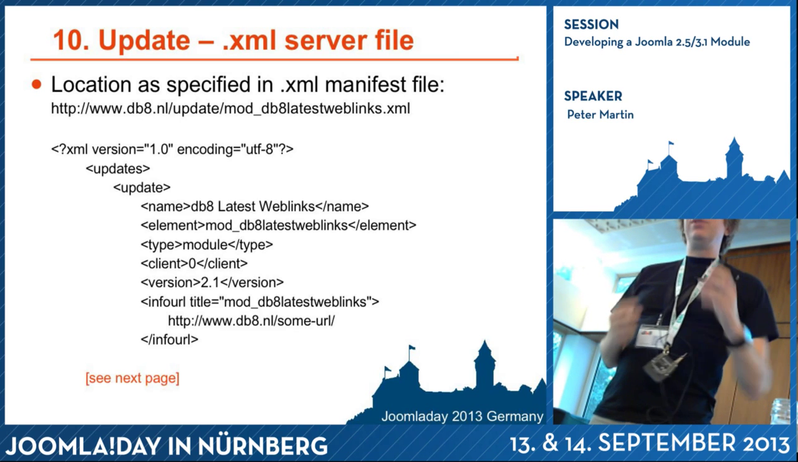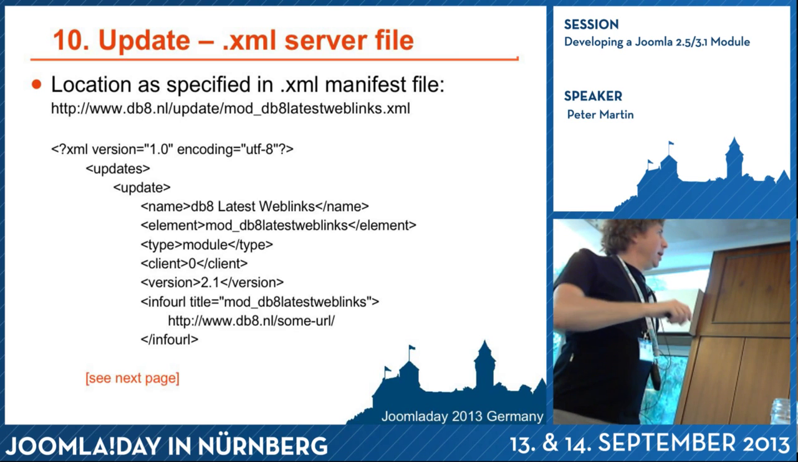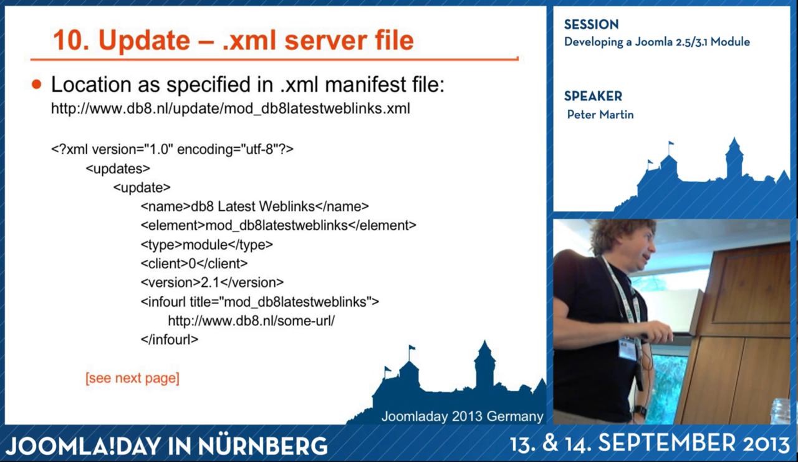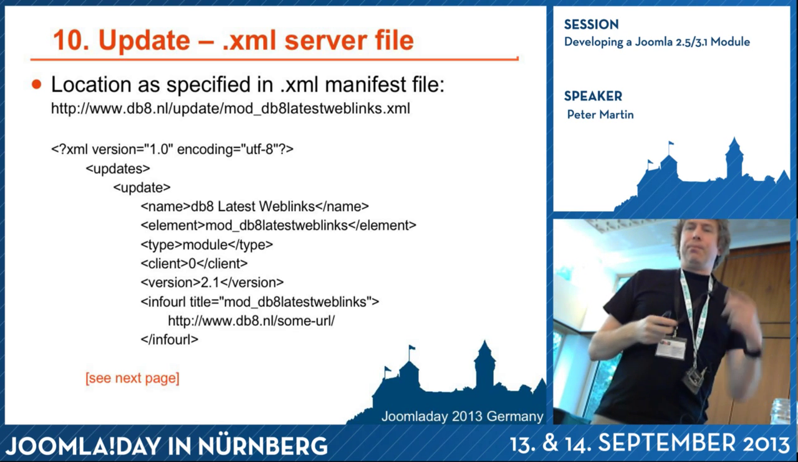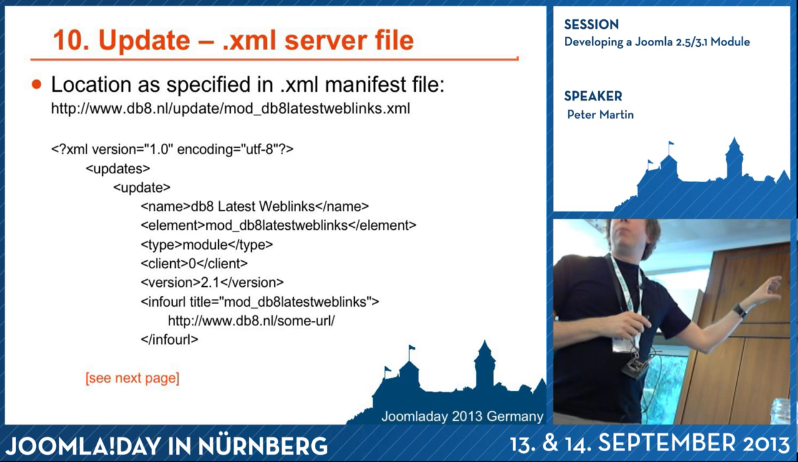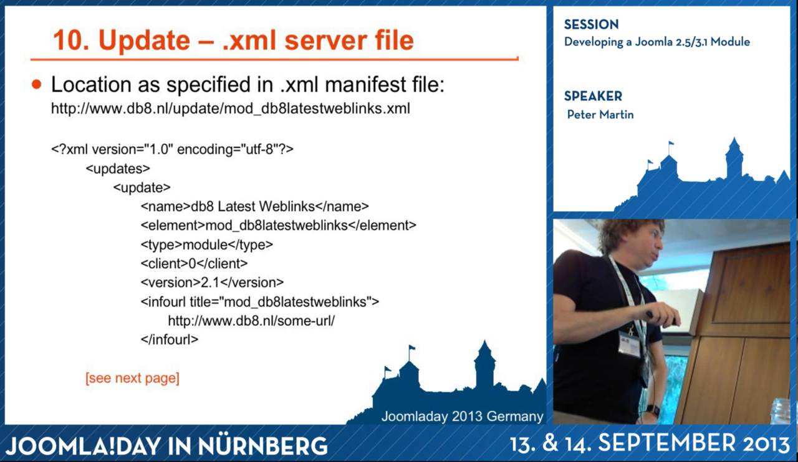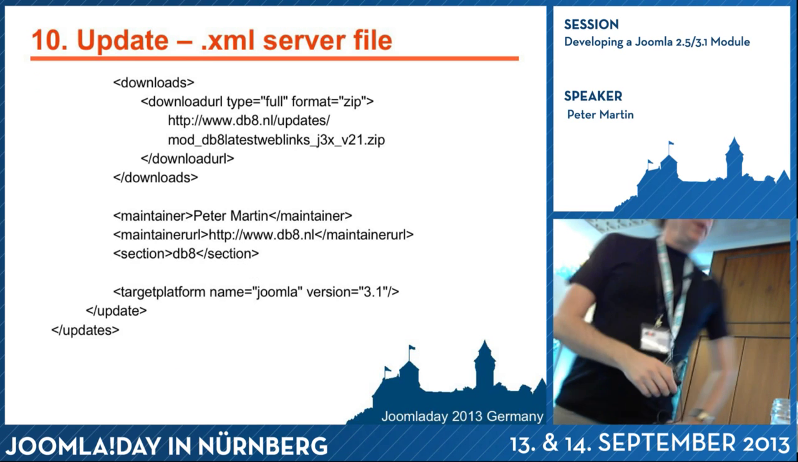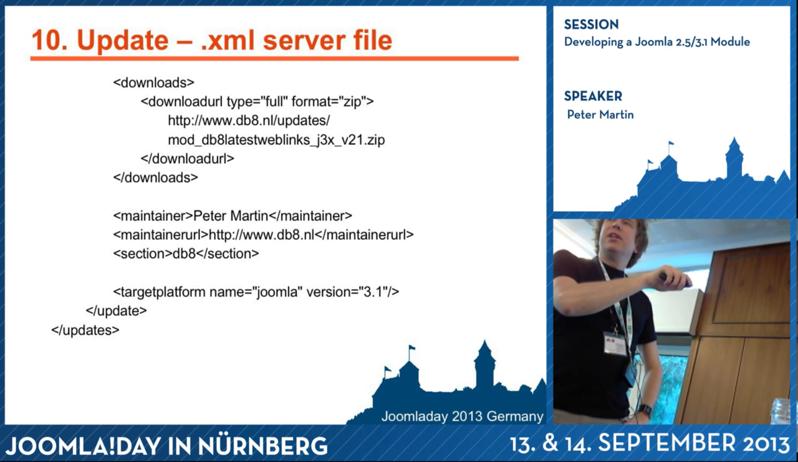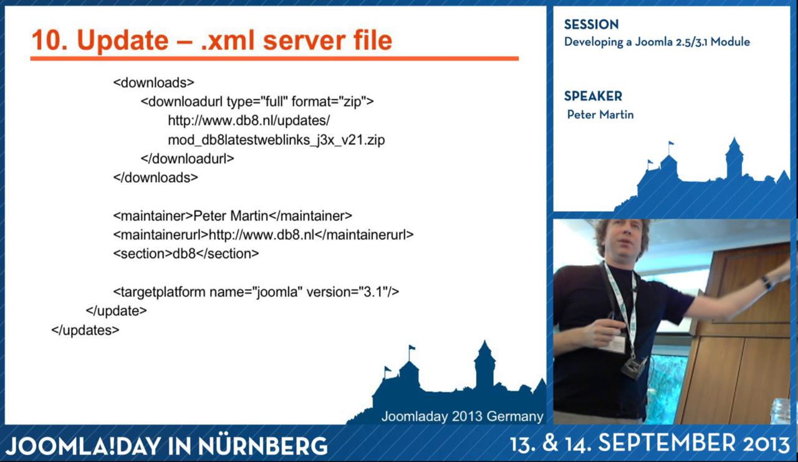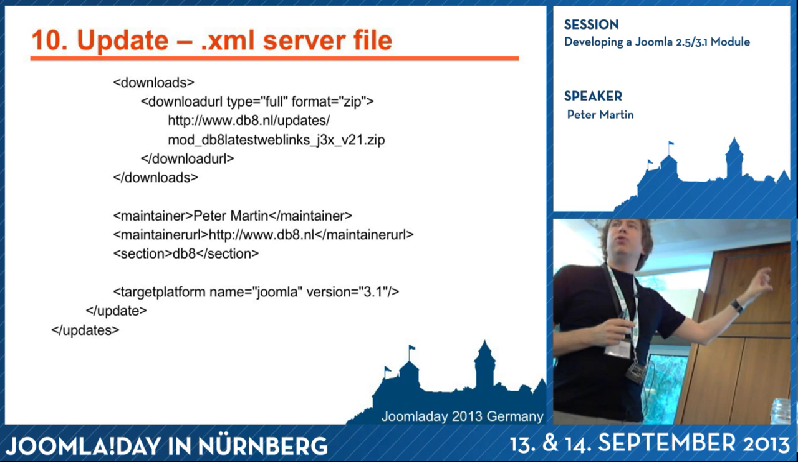My XML manifest file is the file I have to put on my server. It says, this is the URL, and here it says the encoding version, UTF-8, my name of the module, the version of my module. My version on my computer was version 2, and here it's 2.1, so it's a newer version. You can put some information, and this is important, because here you say which version it is for Joomla. So if you have a module which is also for Joomla 2.5, you have to create two instances, one for 3.1 and one for 2.5.